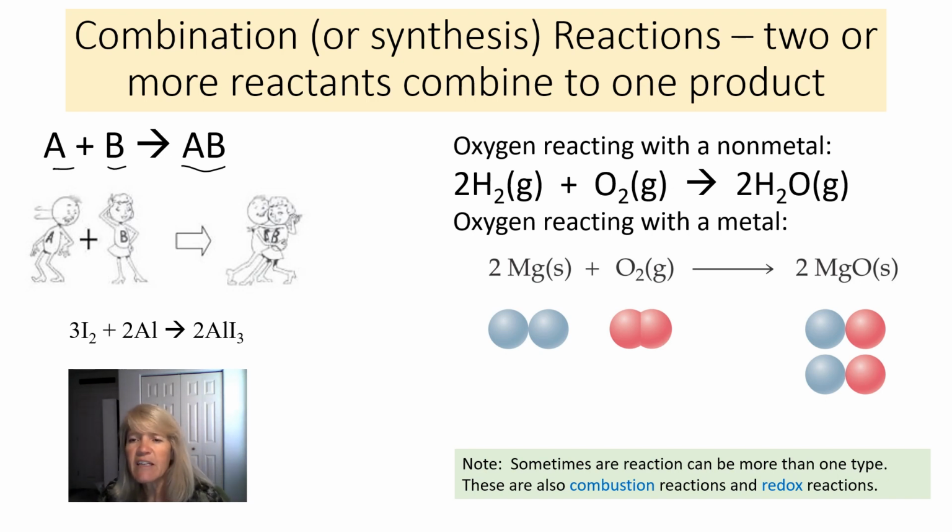An example of that is to make water out of hydrogen and oxygen. And that's an example of a nonmetal reacting with oxygen. Oxygen reacts with both metals and nonmetals. The next example is a metal reacting with oxygen. So you can see magnesium will react with oxygen to make magnesium oxide. And again, you can see combination. 2 things come together to form one. And it's interesting that both these reactions can also be considered combustion and redox. So the classification, sometimes it'll fit in more than one category.